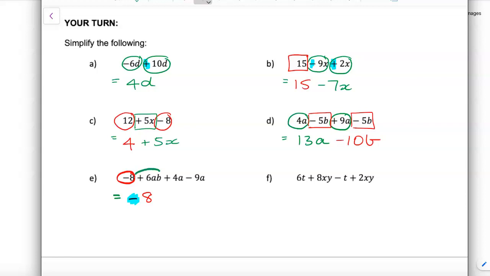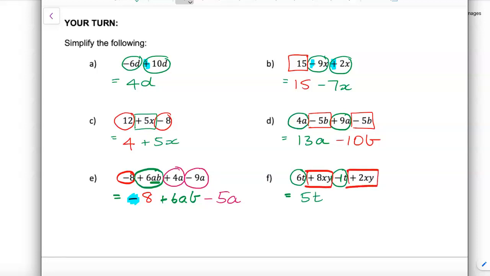I've got a positive 6ab. There are no other terms with the ab in it, so I'm going to leave that one as it is. But I have positive 4 lots of a and take 9 lots of a, and that will be negative 5 lots of a. So it's the only 2 terms we can collect together and simplify. In our last example, I've got 6t's take 1t. That will leave me with 5t's. And then we've got plus 8xy plus 2 more xy's will leave me with plus 10xy.